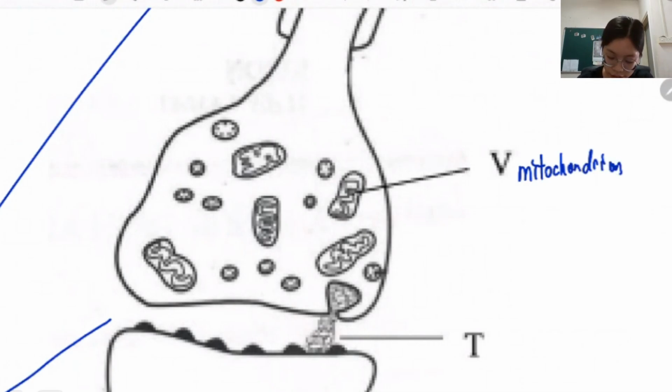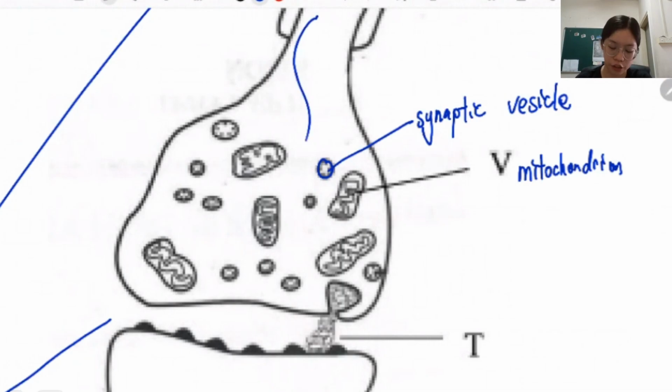And this is actually a synaptic vesicle. So normally it will transmit in the form of an electrical impulse. But when it comes to transmitting to another neuron, it has to transmit in a chemical form. So what is the chemical form? It is actually called a neurotransmitter. The chemical substance is called neurotransmitter.